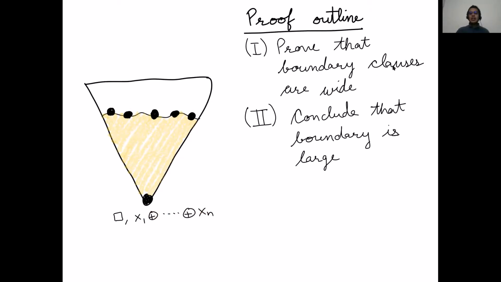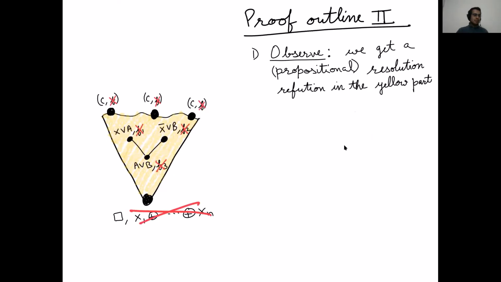So assuming that the first thing is true, that boundary clauses are wide, let me prove that the boundary is large. So let's focus on the part of the proof below the boundary. Okay, so the yellow part. Now in this part, each node has a clause part and a function part. So let's just delete the function parts. Now notice that what is left is just a resolution refutation.